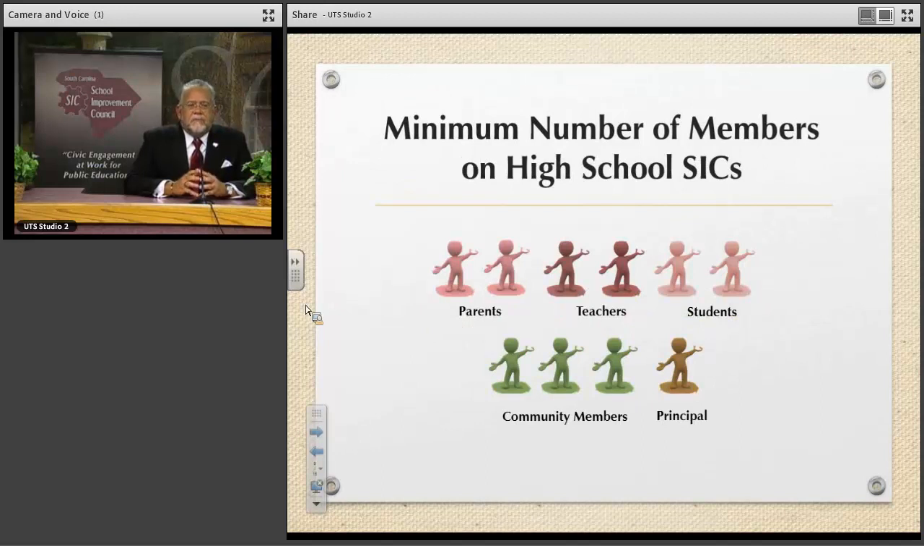The minimum number of members on SICs at high schools serving grades 9 or above is slightly different because these SICs also have student members. SICs at these schools must have at least 2 elected parents, 2 elected teachers, and 2 elected students. Because the total number of elected representatives in the example here is 6, the number of appointed community members increases to 3. The minimum number of ex officio members remains at 1 for the principal.